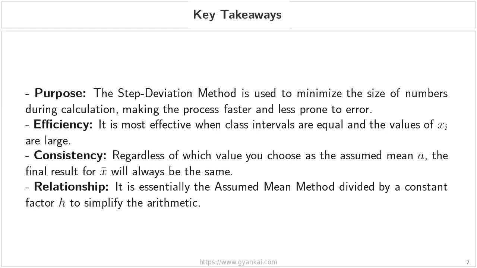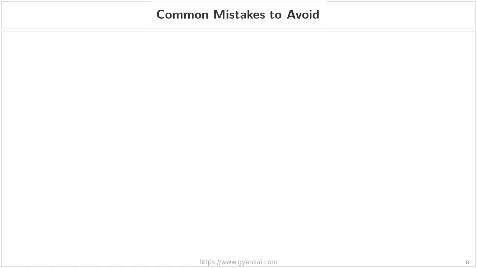Finally, let's look at the relationship between the methods we've learned. You can think of the step deviation method as essentially the assumed mean method, but with one extra step. We divide the entire deviation by a constant factor, h, to simplify the arithmetic. It is simply a more refined version of what we studied previously. Before we finish, I want to point out a few common pitfalls in the next slide, so please pay close attention to those. Common mistakes to avoid.